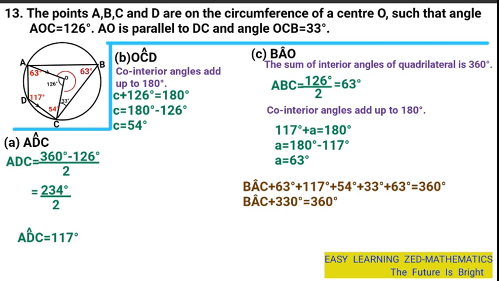So angle BAO, where I wrote C it should be O, is equal to 360 degrees minus 330 degrees. When we subtract 330 from 360, it gives us 30 degrees. So the value of angle BAO is 30 degrees. Please bear with me where I've written BAC, it should be BAO. Okay, now let's go to question number 14.